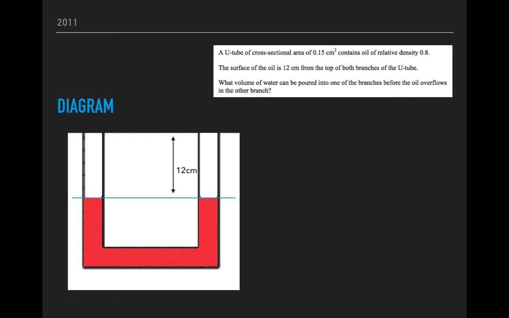in the other branch. So I'm going to pour water into the left-hand side, and because water is denser than oil, less water will cause a greater rise in height for the oil. So the water will go in the left, it'll push down the oil on the left and push up the oil on the right. And the thing to remember here is for one side to overflow, the right-hand side is what I'm going to look at. It's going to rise by 12 centimeters. But the other side, it needs to drop by 12 centimeters as well. So it looks like this.